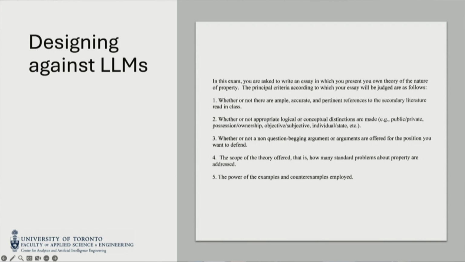In terms of exam questions, here's an exam question I found from the U of T library that ChatGPT had a very hard time with. You don't need to read the whole thing, but it's a long format philosophy question from a philosophy exam. It asks the student to come up with their own theory of the nature of property, and that theory has to meet a bunch of criteria, and the student has to justify how their theory meets them.